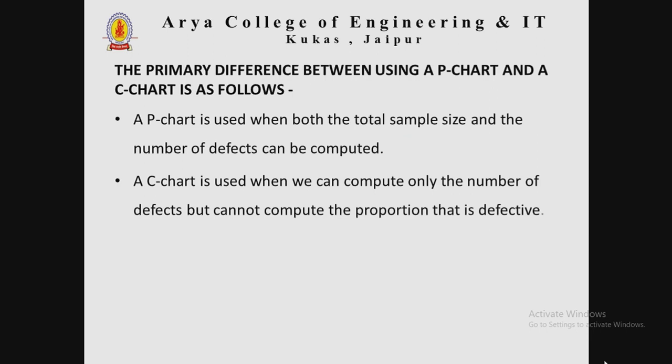The primary difference between using a P chart and a C chart is that a P chart is used when both the total sample size and the number of defects can be computed. But a C chart is used when we can compute only the number of defects but cannot compute the proportion that is defective. So these are the attribute charts.